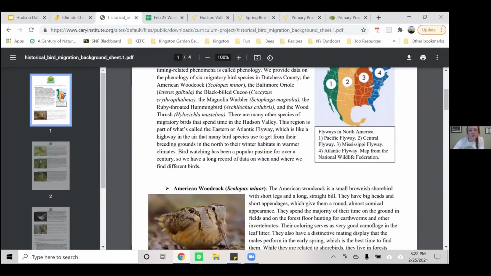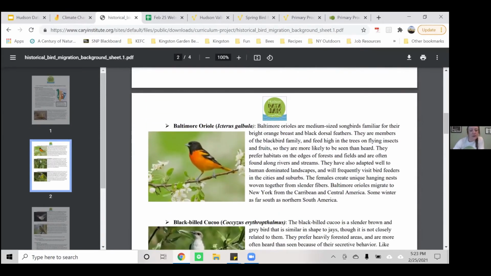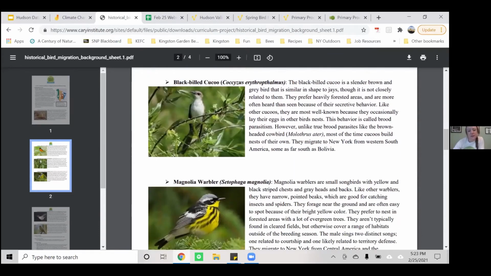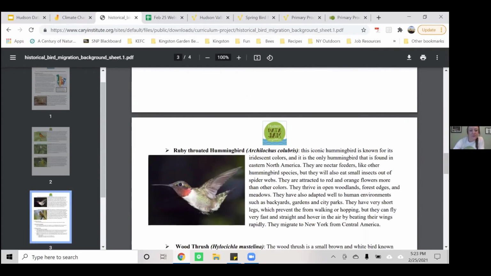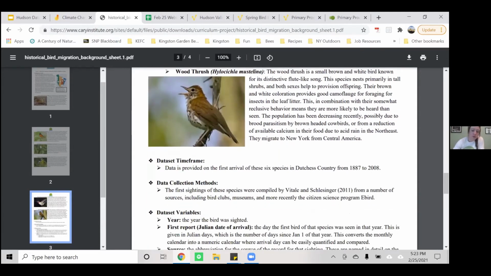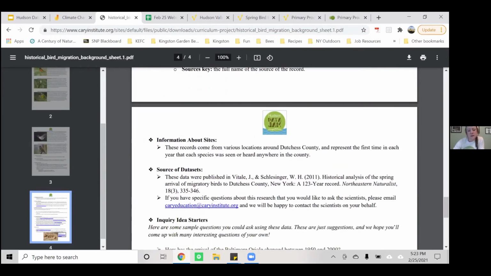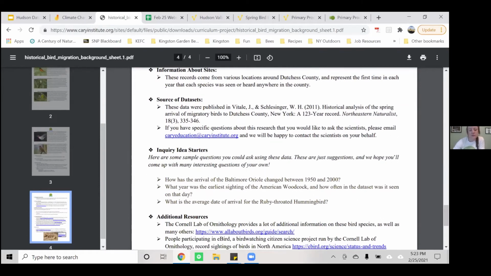And I just wanted to show you really quick the pictures of the birds that we're going to be looking at today, in case you've never seen them before. So this data set is about the American woodcock, the Baltimore oriole, the black-billed cuckoo, the magnolia warbler, the ruby-throated hummingbird, and the wood thrush. And in this background sheet, we have information about the variables, the source, and something that I think could be really helpful to teachers is that we have inquiry idea starters, so we can show you how you might start thinking about the data set with students.